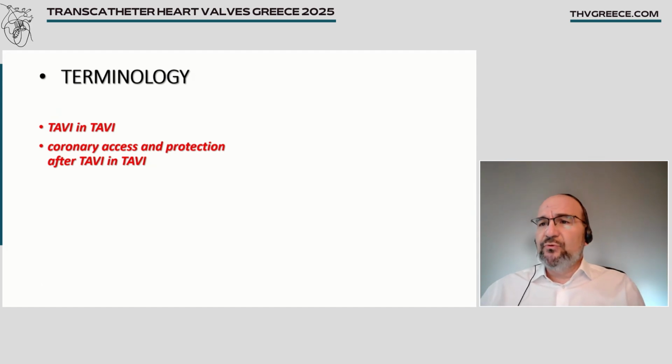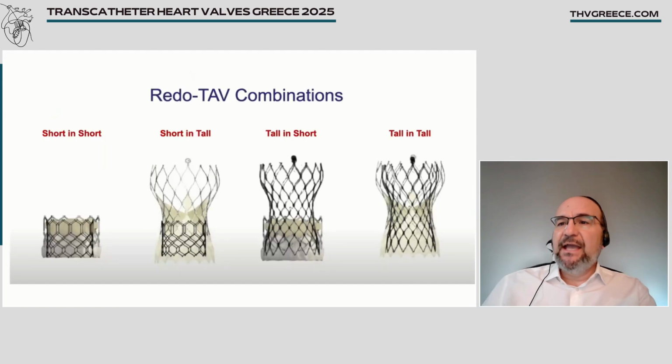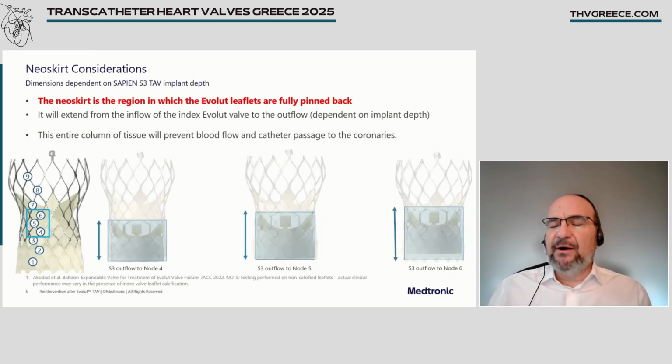what we need to see and what we need to calculate when we are scheduling a TAVI procedure, and how to protect the coronaries, because the coronaries are at risk when we're going to put a second valve, a second TAVI valve, inside the first TAVI valve. And we've got different redo TAVI combinations. The easiest is short in short, but we have short in tall, tall in short, and tall in tall. And it's all about terminology. And I'm going to give you the basic terms that we need to know.